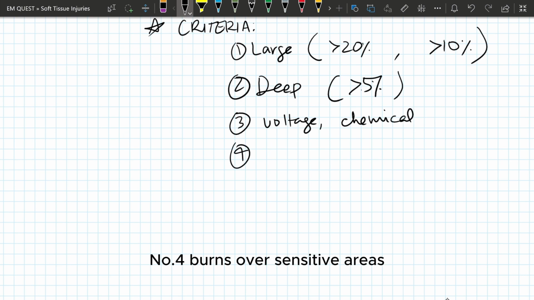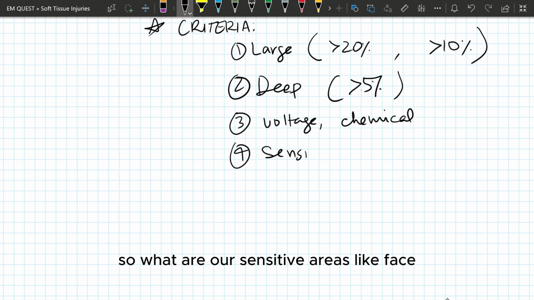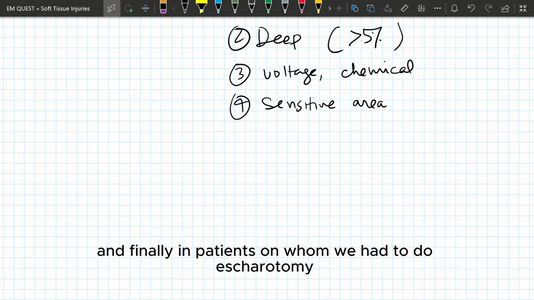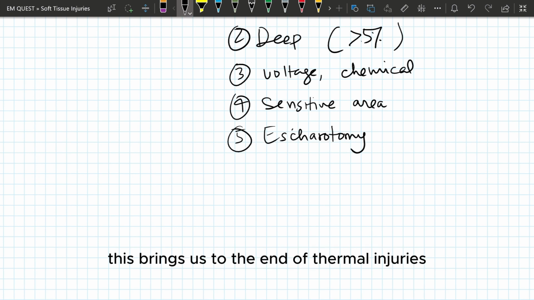Number four, burns over sensitive areas. So what are our sensitive areas? Like face, ears, joints, perineum, hands. And finally, in patients on whom we had to do escharotomy. This brings us to the end of thermal injuries.